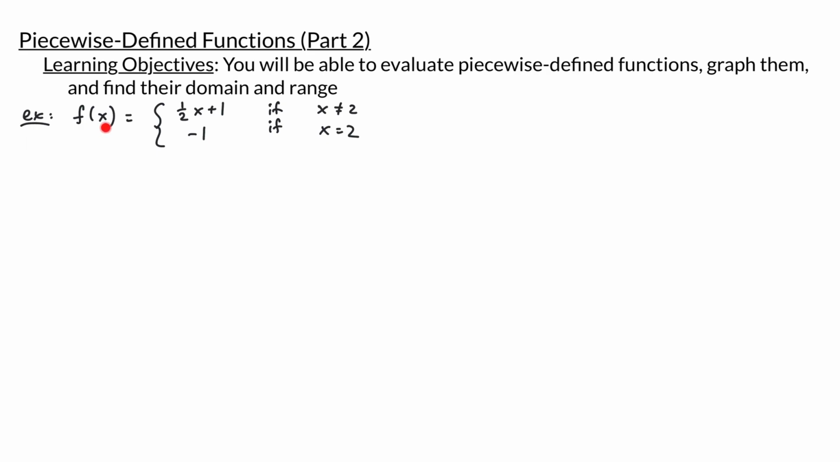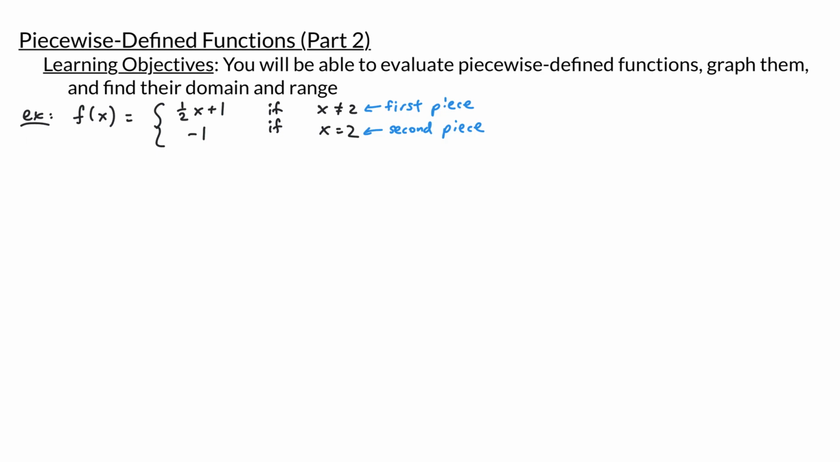For our first example here, we have the function named f. When we input x, we'll get different outputs depending on what value x is. If x is not equal to 2, to get the output, we would use the formula 1/2 x plus 1. If my input x is equal to 2, then our output is -1. So in this piecewise-defined function, the input x not equal to 2 is my first piece. The input x equal to 2 is my second piece.